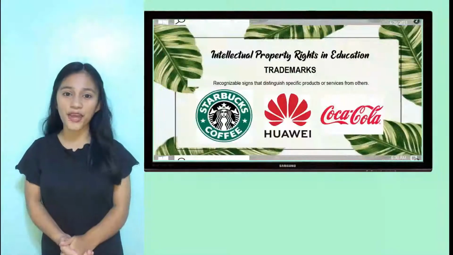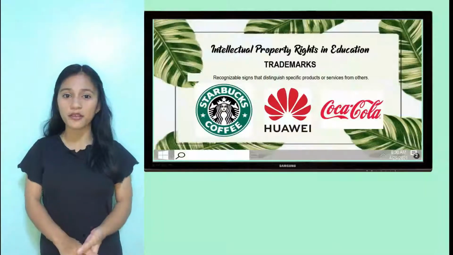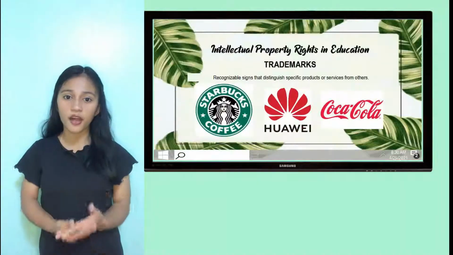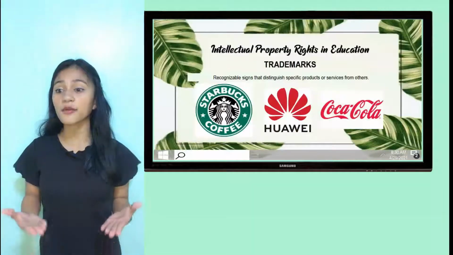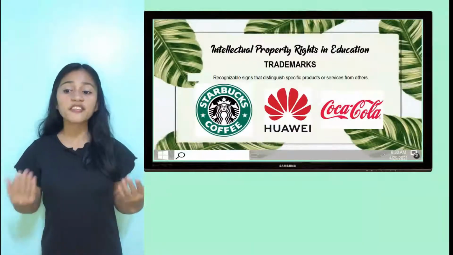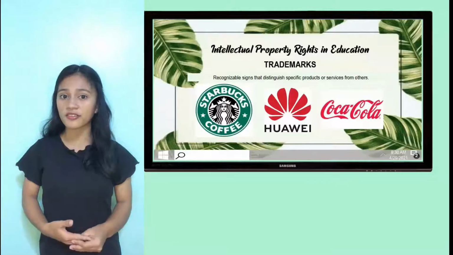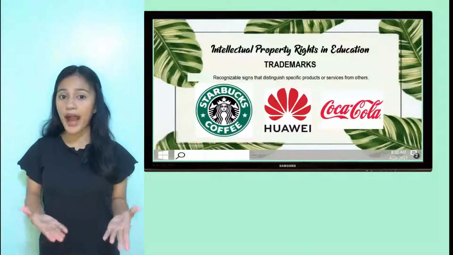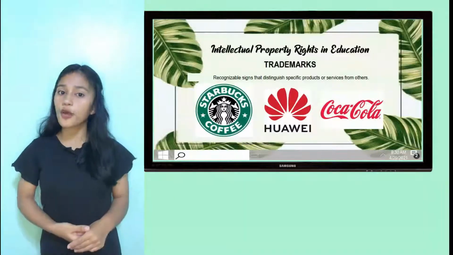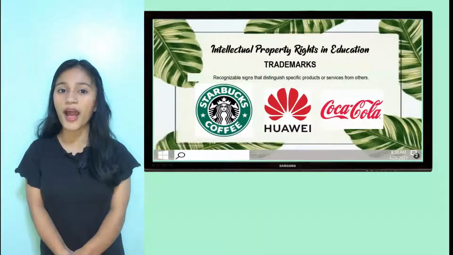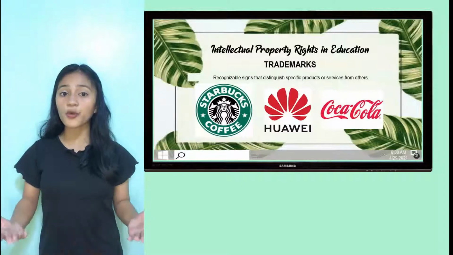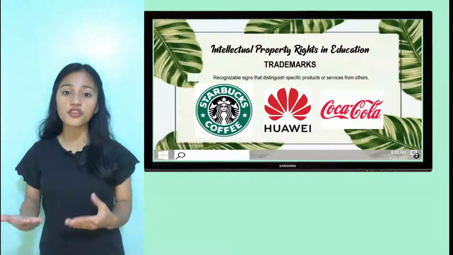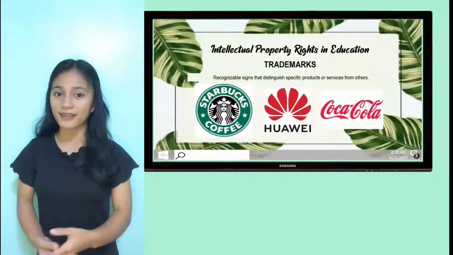Lastly, we have trademarks. What are these trademarks? Trademarks are signs, but not just any signs. They are recognizable signs that distinguish a specific product or service from others. For example, we have Starbucks coffee. We also have Huawei, and Coca-Cola, all of which have different trademarks that distinguish them from other products.